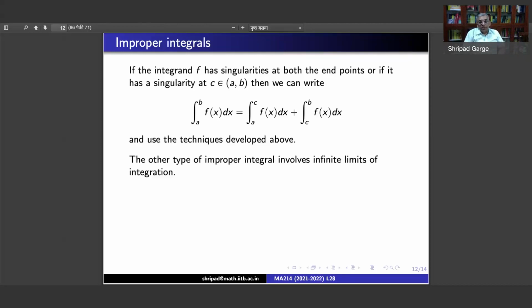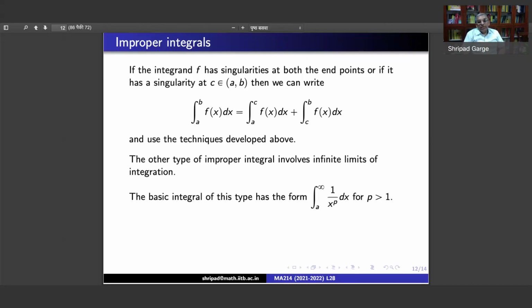The other type of improper integrals will involve infinite limits of integration. So the very basic integral of this type has the form integration A to infinity of 1 upon x to the p dx, where now p is bigger than 1.